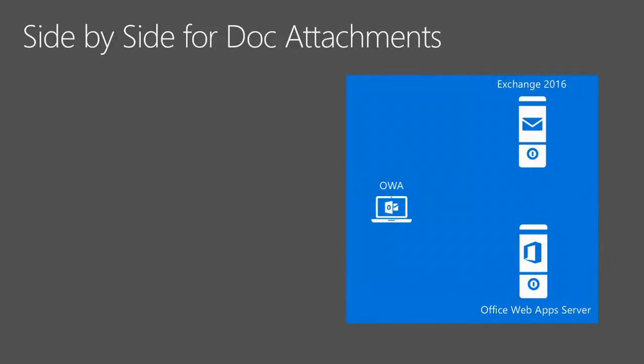All right, so now I'm going to talk to you a little bit about the flow that happens, how our servers communicate with each other for these side-by-side experiences. So the first one I'm going to talk about is how Exchange and Office Web App Server work together to do our side-by-side view experience of classic documents.